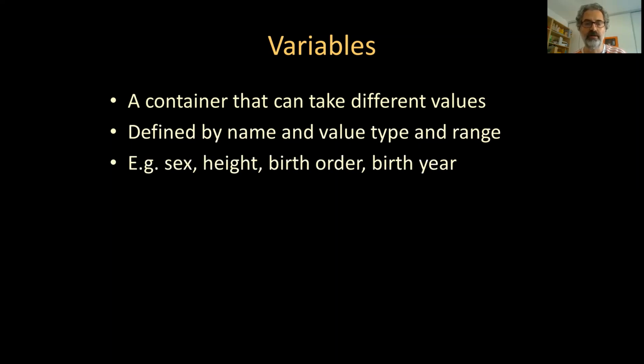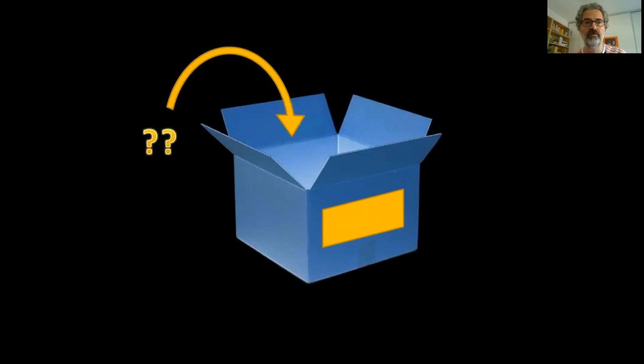Examples of variables are things like sex, height, birth order, birth year, and these are frequently used variables in research that has to do with people. So in other words, the box must have a name, and it also needs to have a definition of what kinds of values can go in. For example, if the name is sex, then possible values might be female and male. So there's only two words that can go into that box, one for each person that is measured on this variable.